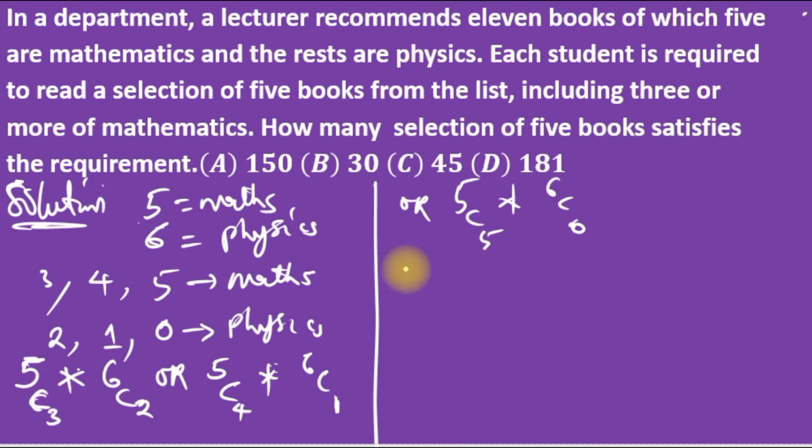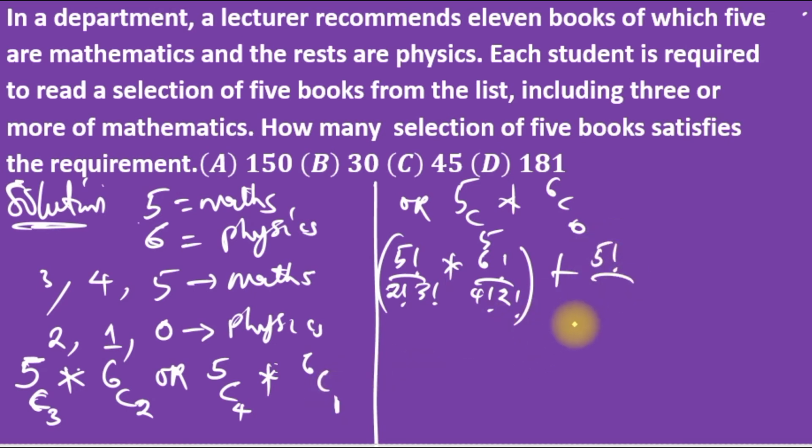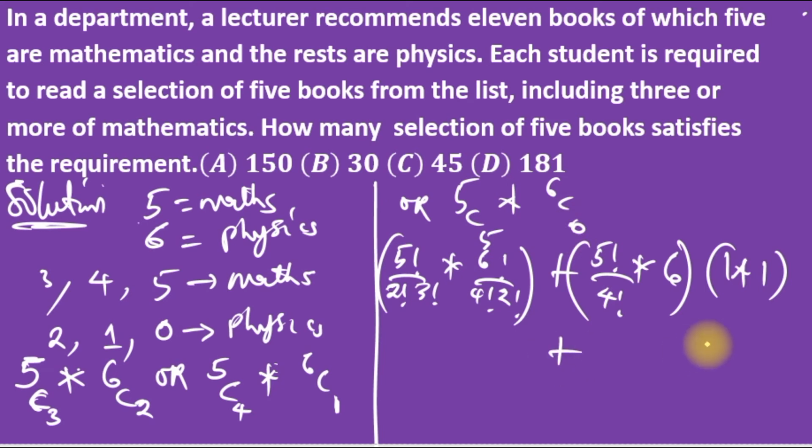5 combination 3 is 5 factorial over 5 minus 3 factorial, which is 2 factorial, times 3 factorial, times 6 combination 2, which is 6 factorial over 6 minus 2, that is 4 factorial, times 2 factorial, plus 5 combination 4, which means 5 factorial over 5 minus 4 factorial times 4 factorial, which is 5, times 6 combination 1, which is 6, and plus 1 times 1.